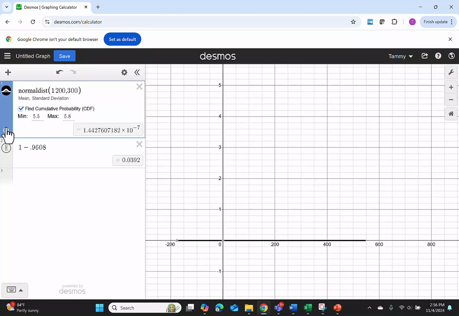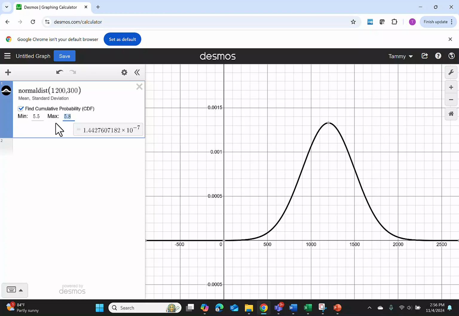We'll change the zoom fit, and because we want to know less than 800, I'll make my maximum 800, and then remember to delete the minimum. So I want you to notice our mean at 1,200, our value of x being at 800, and it says 0.0912 is the probability that we'll have less than 800 riders per hour.